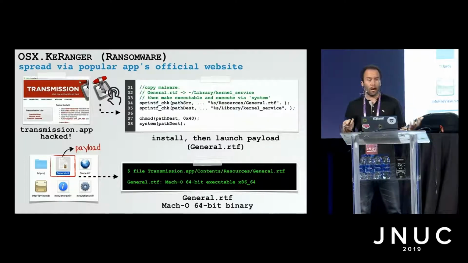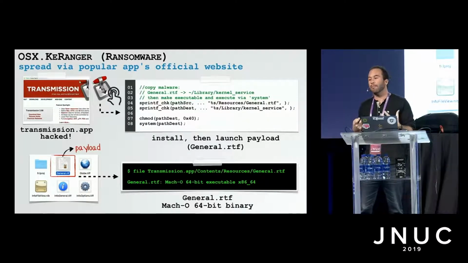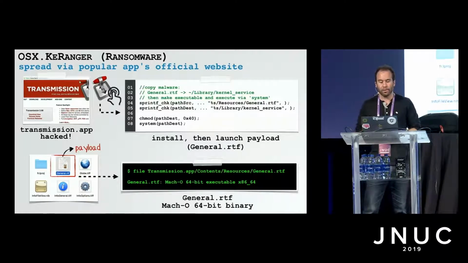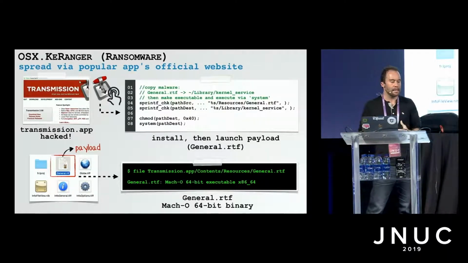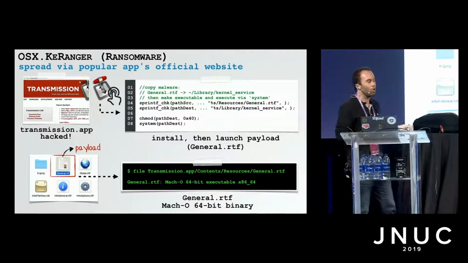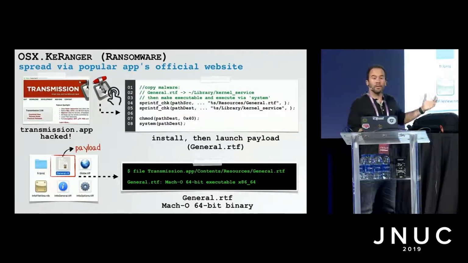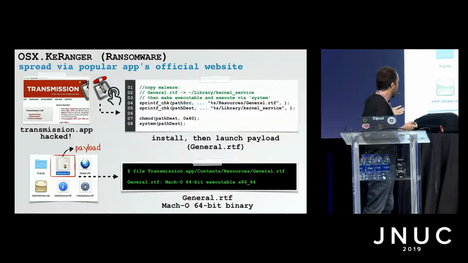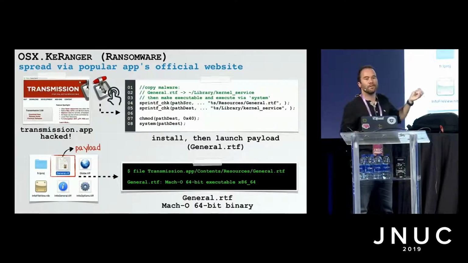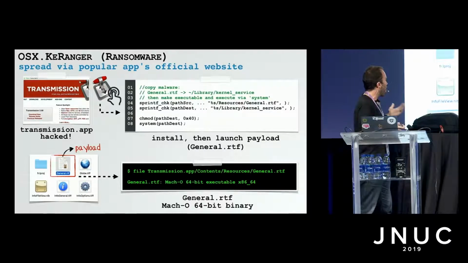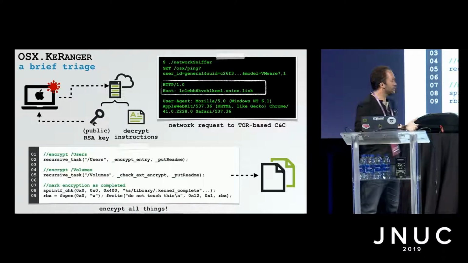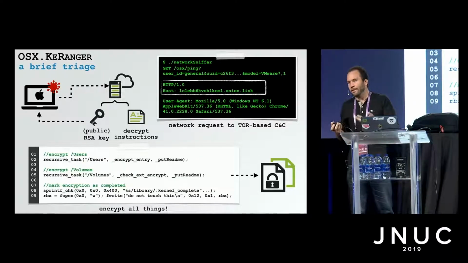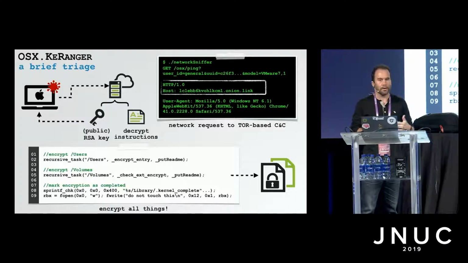This means if users went to that website to download what they thought was a pristine BitTorrent client, instead they would get a Trojanized version of the client that also installed ransomware. If we analyze this malicious disk image, this package, we can see that in the application's binary, there's a file called general.rtf. Now, this appears to be a document, but if we look at the file type using the file command, we can see it's actually a Mach-O executable. If we analyze this, it turns out that general.rtf is, as I mentioned, not really a document, but rather the actual malware component, the ransomware.